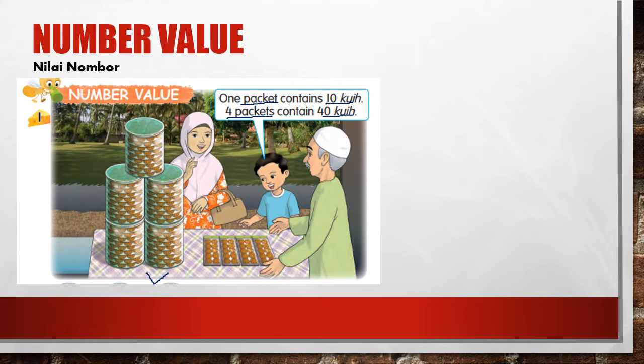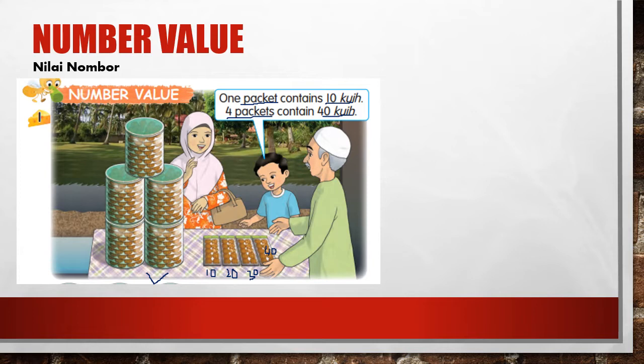Yes, we only have to count by tens. Start from the first packet. This is 10. Then the second one is 20, 30, and the last one 40. So we have 40 kueh by counting by tens.